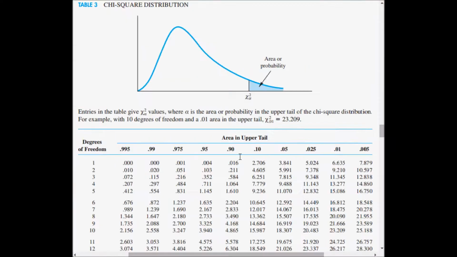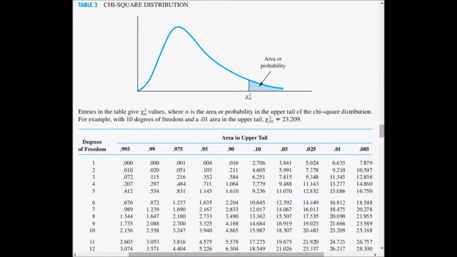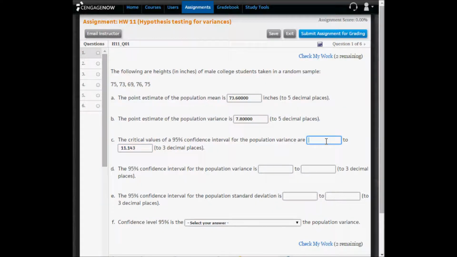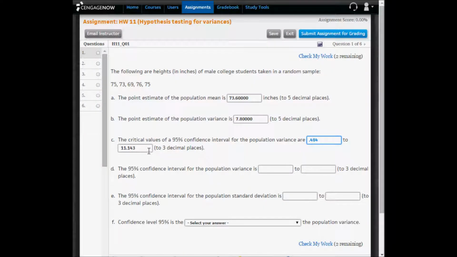Then I'm going to grab the lower critical value in column 0.975 in row 4 and paste it here and in the Excel spreadsheet. Okay, so in part C, the critical values of a 95% confidence interval for the population variance are 0.484 to 11.143, and they're both to 3 decimal places.